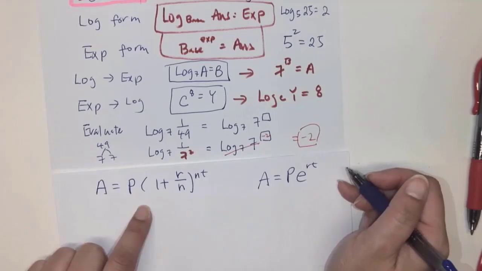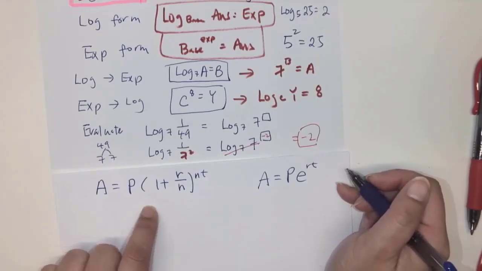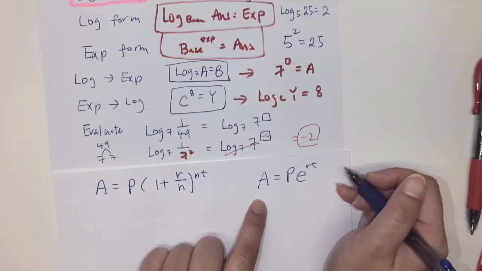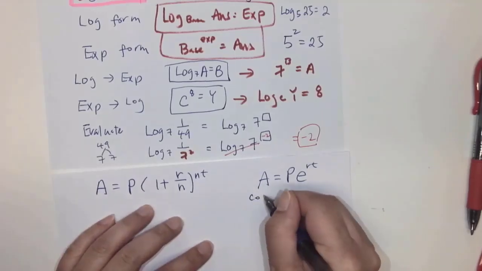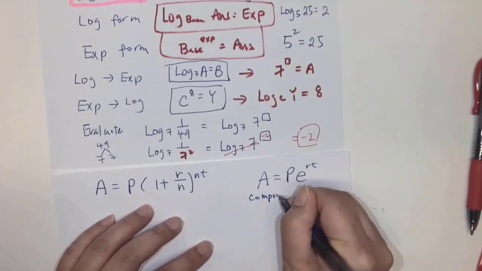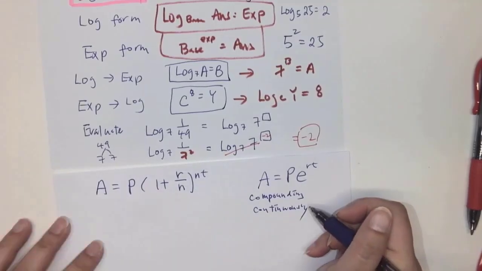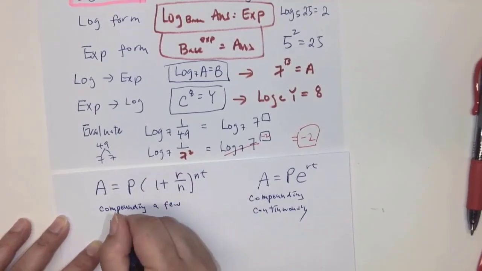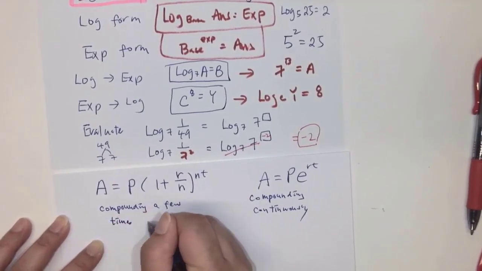The first one is compounding a few times a year, and the PERT formula is compounding continuously. And last time we talked about what kinds of compounding we have.